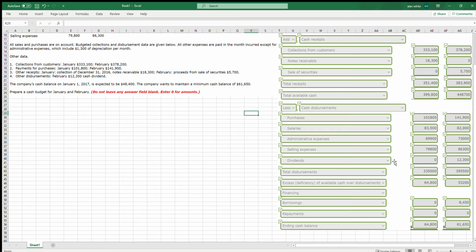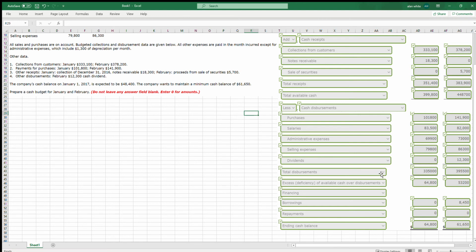Now we have to look at our dividends, another disbursement that we have to factor in for and look for. So our dividends, if we look here, it's going to be under the fourth bullet point under other disbursements. It tells us that February we have a cash dividend of $12,300. So under February we'll put $12,300. For January it doesn't list our corporation as paying dividends in January, so we're just going to put that value as 0 again.